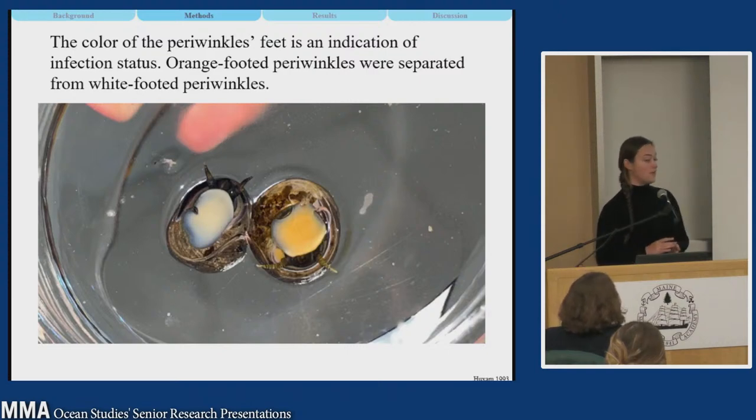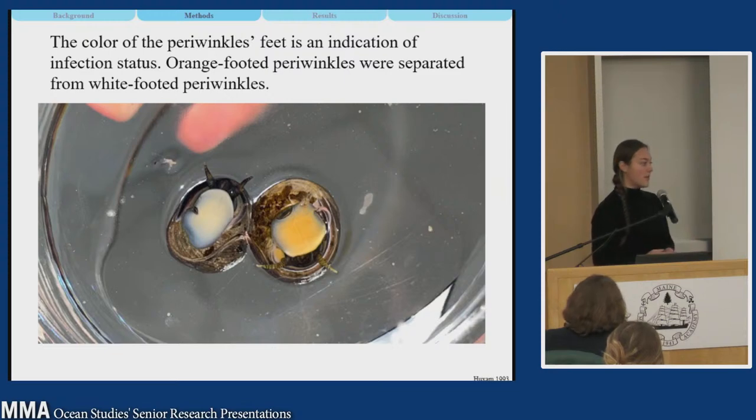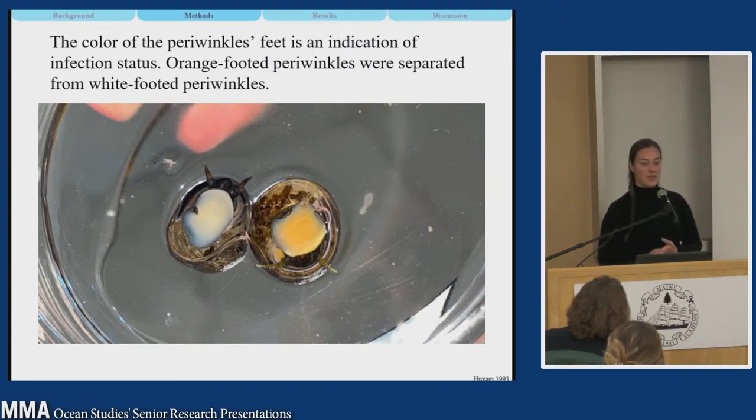Previous research has shown that a major indicator of infection is the color of the periwinkle's feet. So I went to Wadsworth Cove Beach and collected 369 periwinkles and brought them all back to the wet lab. I put them on a glass pane so I could observe the color of their feet. As you can see here, there are orange-footed periwinkles and white-footed periwinkles. The orange color of the periwinkle's feet indicates they're infected with these trematodes.